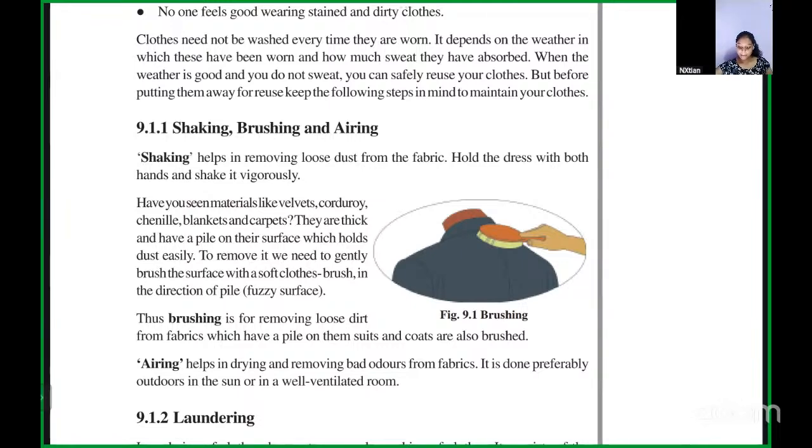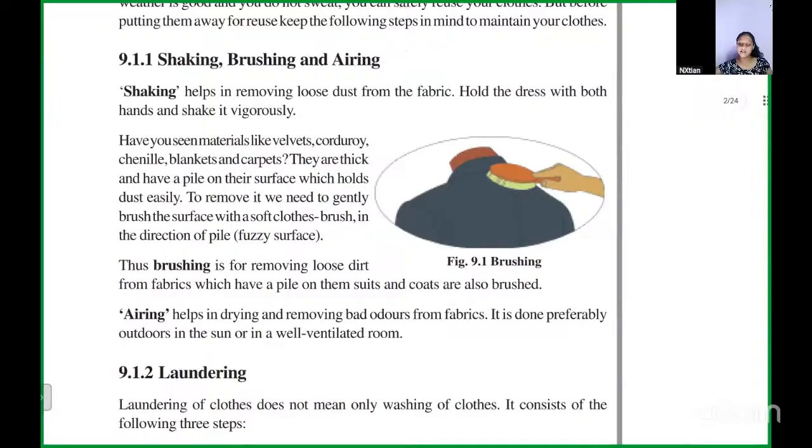Then the next method is brushing. To remove it, we need to gently brush the surface with a soft clothes brush in the direction of the pile, in the direction of the fuzzy surface. Brushing is for removing loose dirt from fabrics which have a pile on them. Suits and coats are also brushed. If you've seen this in movies or some things, coats being brushed like this. Suit coats are being brushed, right? So that is for the removal of the dust on it.